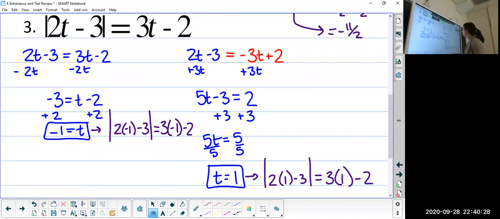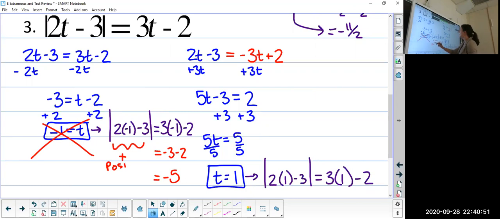So if we start off with the negative 1, I'm going to look at this and right away say we're going to have some issue here. Remember, this side, always positive. This side, I'm looking at negative 3 minus 2. That's a negative 5. That means that's not a solution because your left-hand side is positive. And what you end up with, let's see, 2 times negative 1 minus 3. So you're getting 5 equals negative 5. That is a false statement. Therefore, that t equals negative 1 is not an answer.